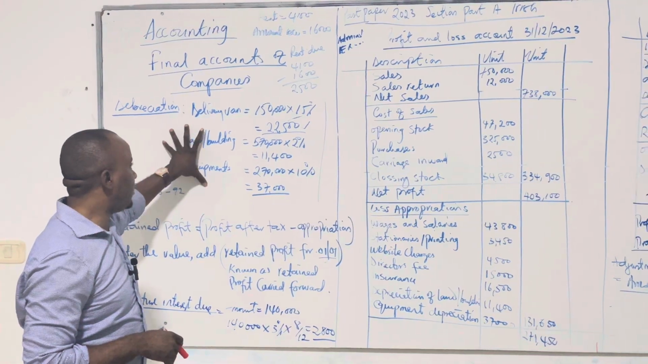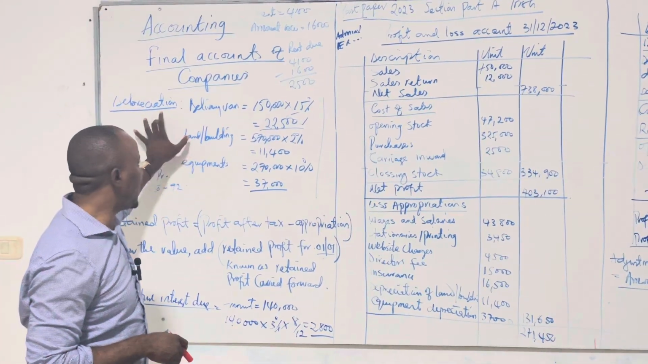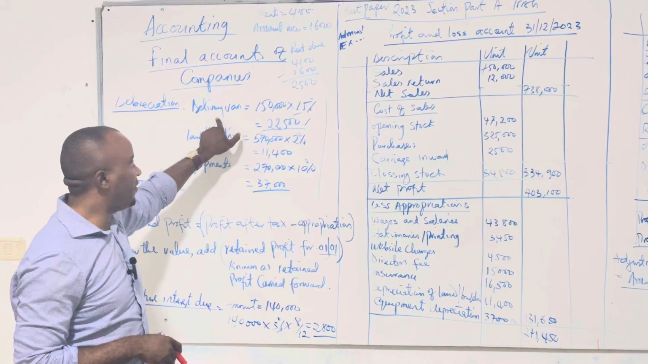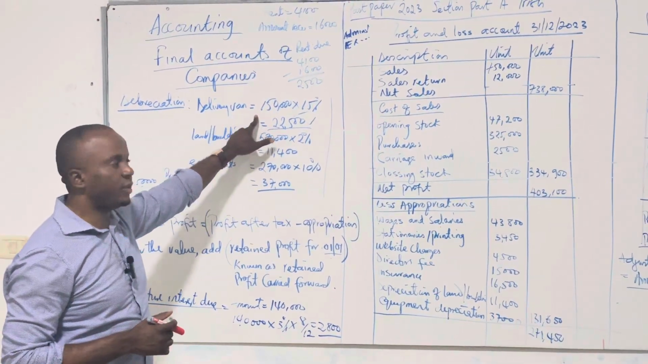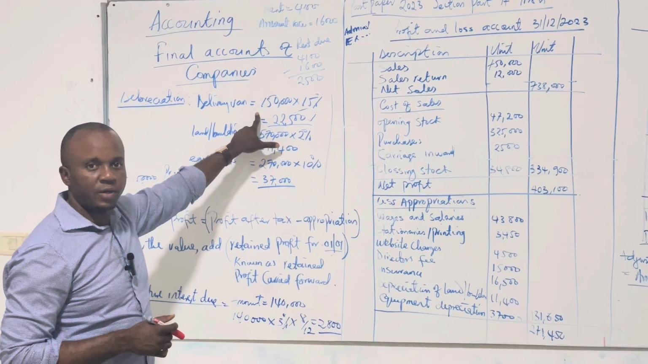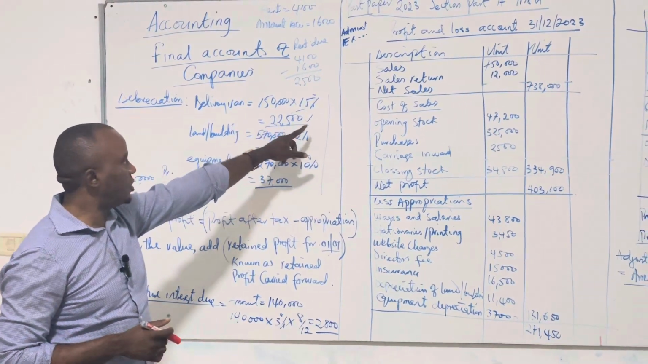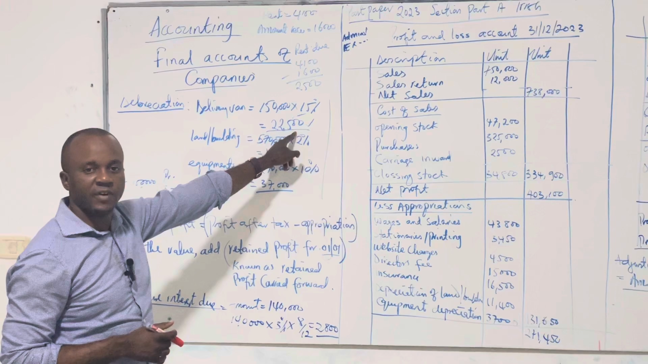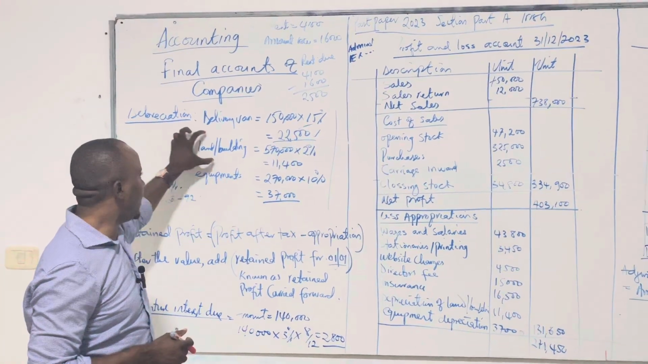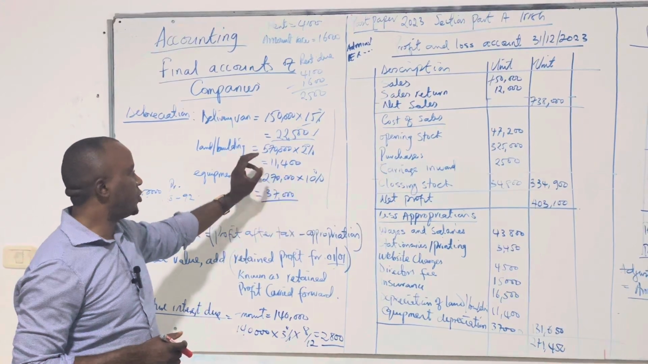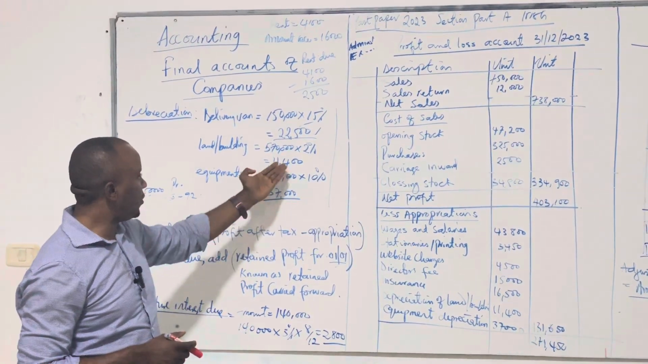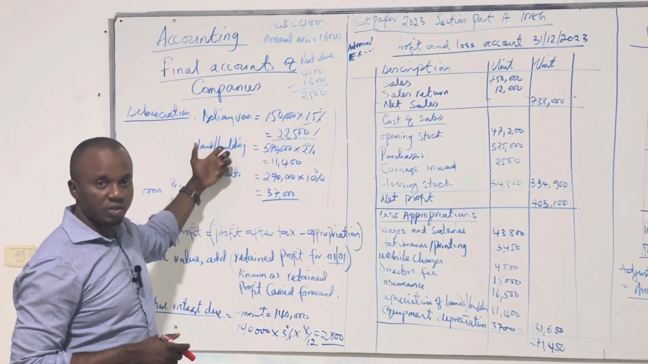Now, depreciation of assets mostly works with the fixed assets. You can see the delivery vans: we were asked to calculate 15% of the cost of the delivery vans. It means during the year, the van depreciated 15%. When you calculate it, it gives you 22,500. Then for the land and building, which the business uses, they said we should calculate 2% of the cost. So for the year, they used 11,400 as depreciation for land and building.